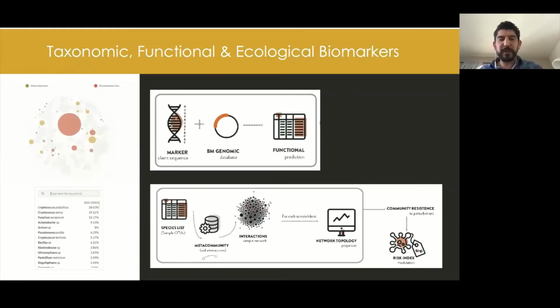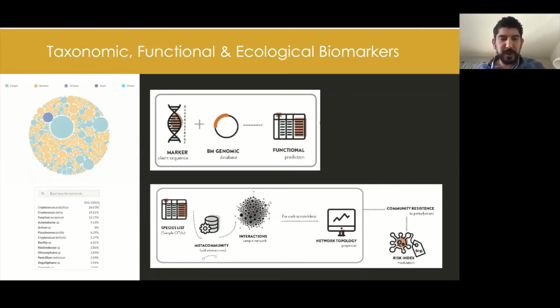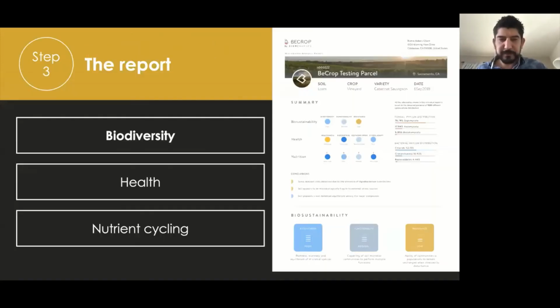And based on that, we can derive some knowledge of the soil. And I'm going to show you now clearly examples of each of them. So this is how the report looked like. It has 3 categories. The first one is called biodiversity.